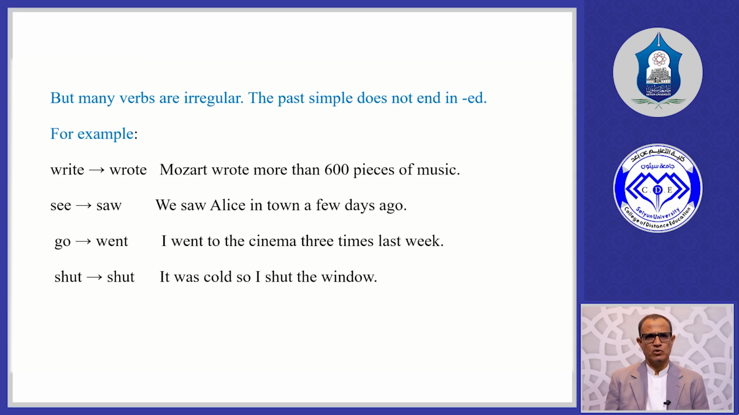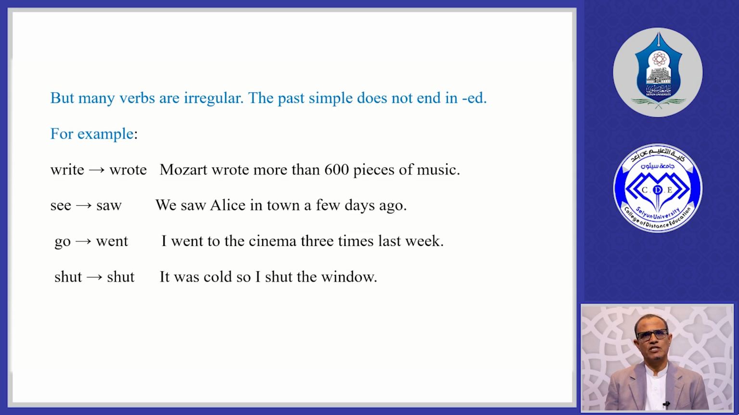So the sentence is also in the past simple tense, and also the other two sentences: Mozart wrote more than 600 pieces of music, and we saw Alice in town a few days ago. All these sentences are in the past simple tense because we know that the actions all happened in the past and finished in the past. When I say Mozart wrote more than 600 pieces of music, that's something that happened in the past and finished in the past, and it is not related to the present. We saw Alice in town a few days ago, so we saw her some days before. That's something finished in the past.